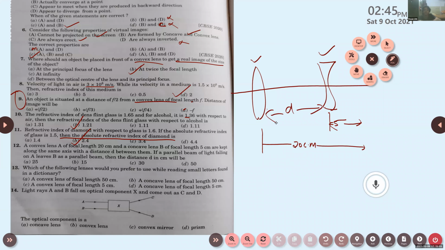Concave lens, they would bulge outwards. That is not our question. If a parallel beam of light falling on A leaves B as a parallel beam, then the distance D in centimeter will be. The distance D between these two lenses is 25, not the total distance.